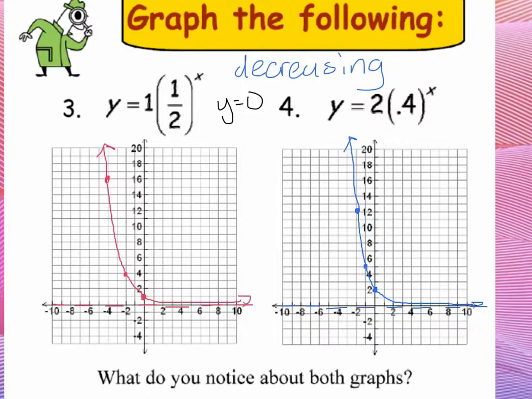And notice that this first number here, 1, is the y-intercept here, and this number 2 is the y-intercept there. But take a look at the inside numbers versus the other two graphs we looked at in their inside numbers.